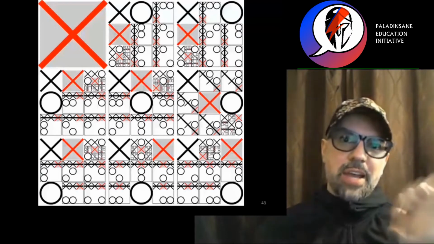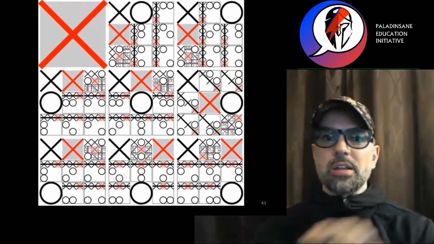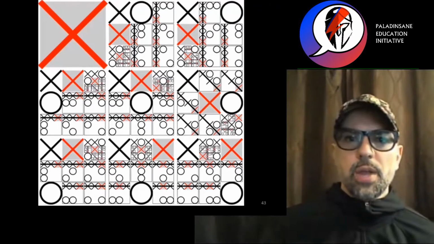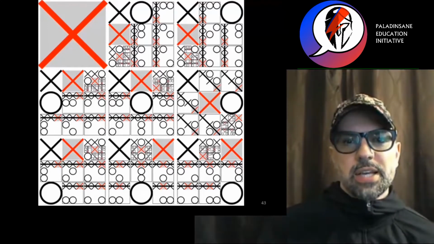We actually have that entire strategy represented in our mind, so that regardless of where the O is placed, we know the moves in order to win at tic-tac-toe. And again, that is why we give up playing tic-tac-toe.